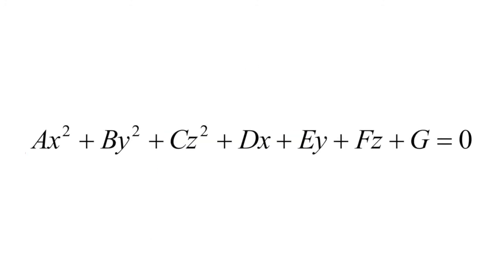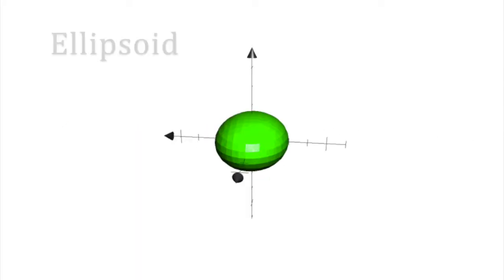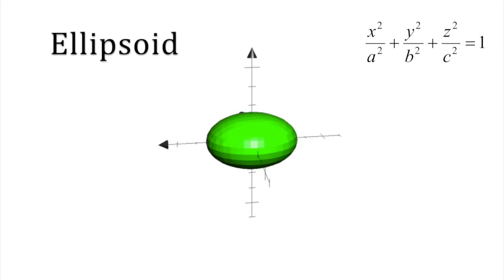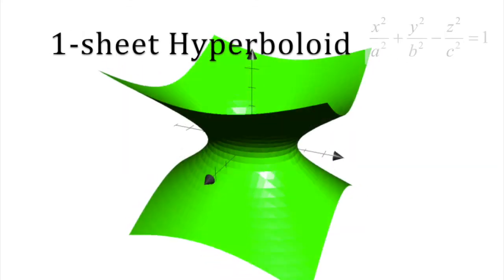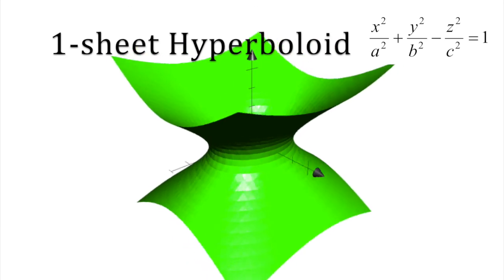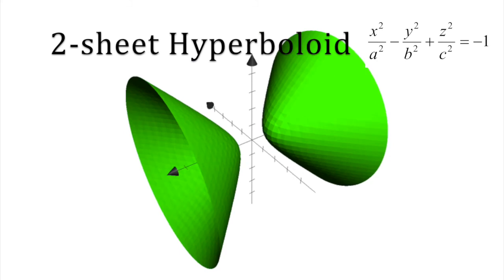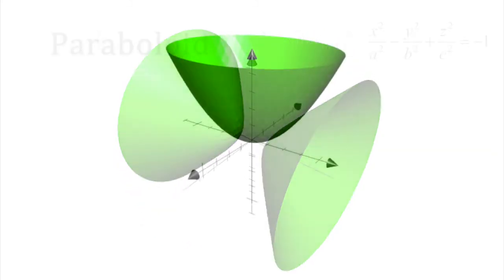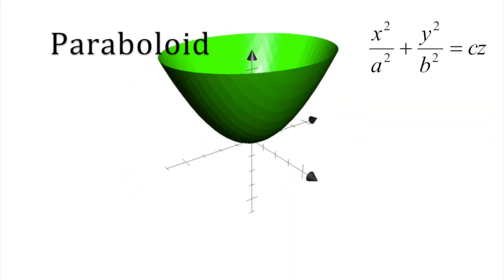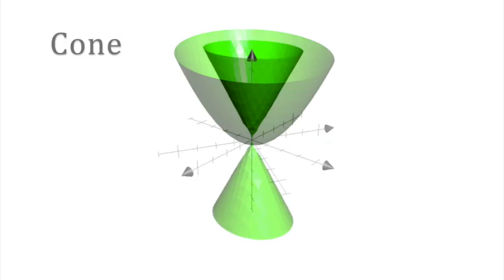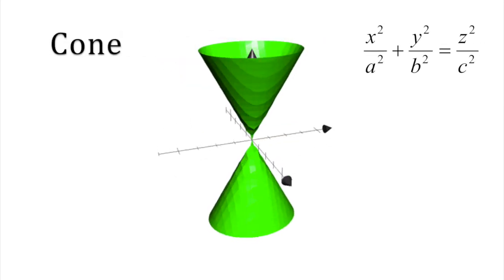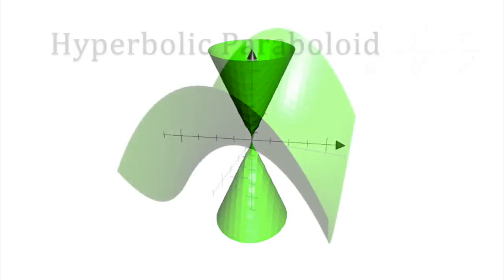Some common 3D surfaces are the quadratic surfaces. These have the form ax squared plus by squared plus cz squared plus dx plus ey plus fz plus g equals 0, with no cross terms. This includes ellipsoids, one-sheet hyperboloids, two-sheet hyperboloids, paraboloids, cones, and hyperbolic paraboloids.